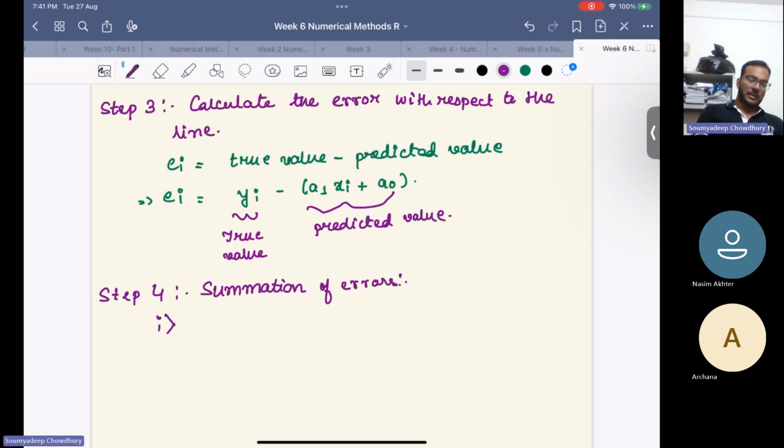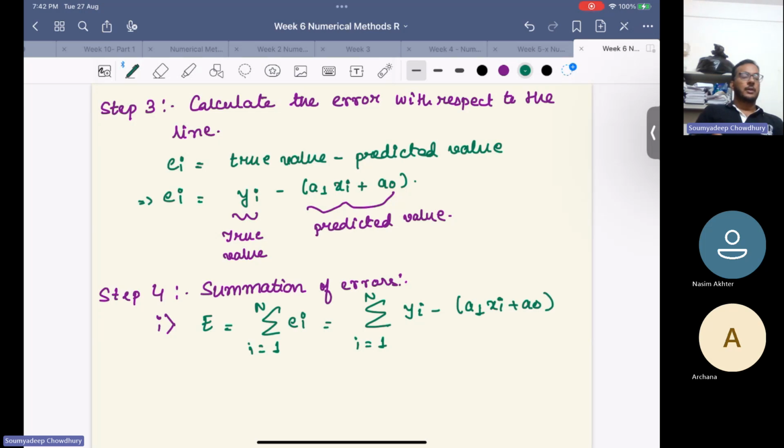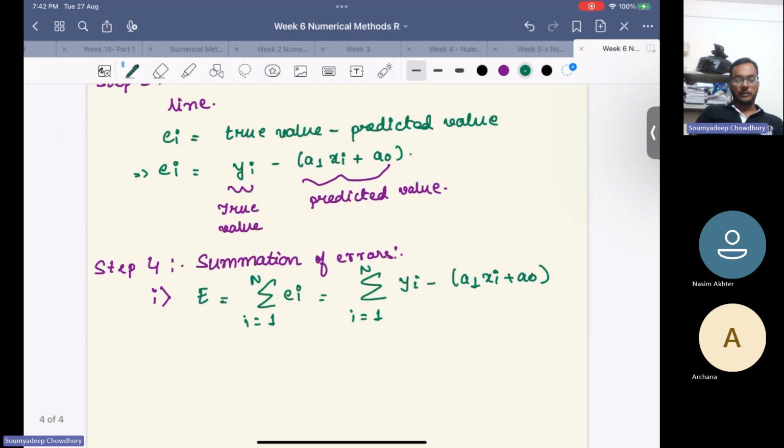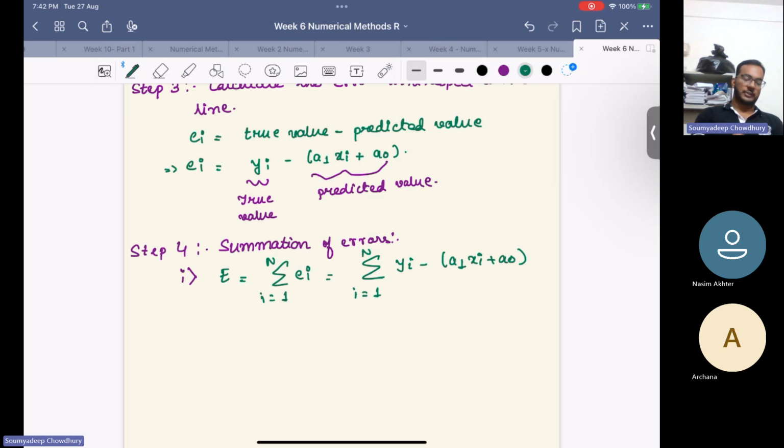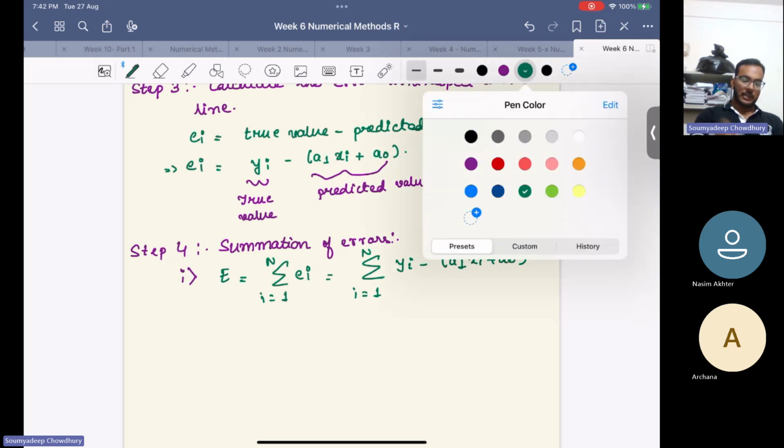Now this sum can be done in multiple ways. We'll see here. The first possibility is that the total error will be given by the summation of i equal to 1 to n of all the errors, right? So if I write this, i equal to 1 to n, yi minus (a1 xi plus a naught). Now the problem with summing all the errors is that it will not give you the actual picture. Why? Because I'll show you.